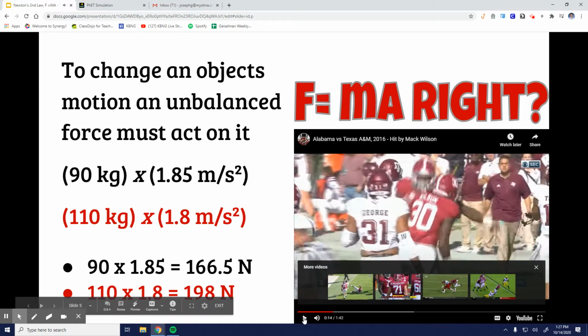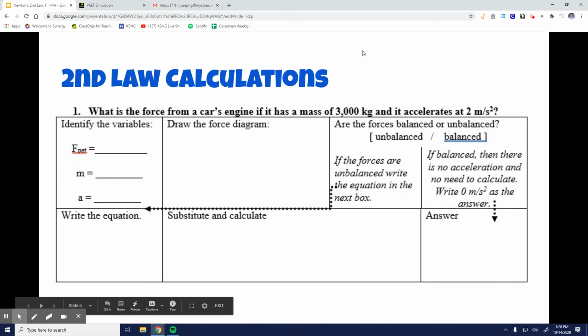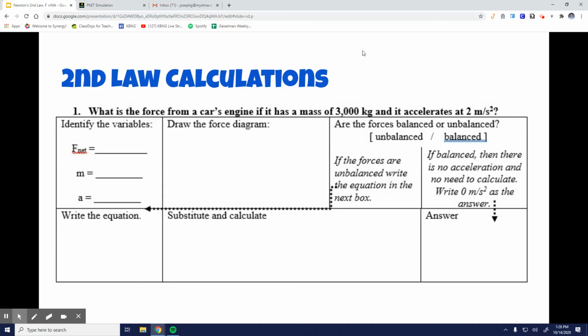So which player had the larger force? The player in the red jersey did. He had a much larger force and was able to change the other player's direction. We can figure that out using Newton's second law. So using Newton's second law, we can do a little bit of math and figure out a few new things.